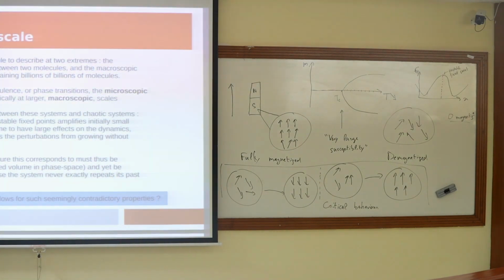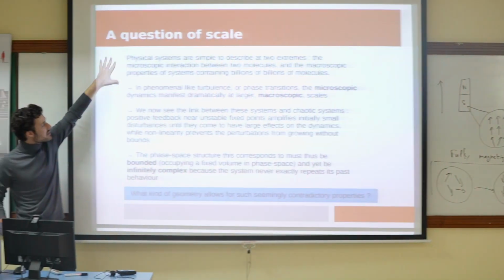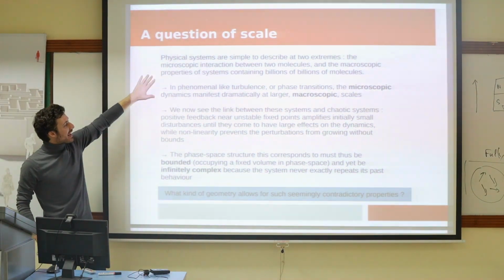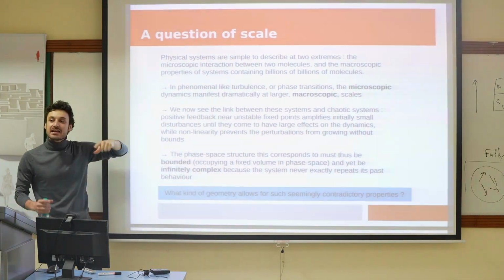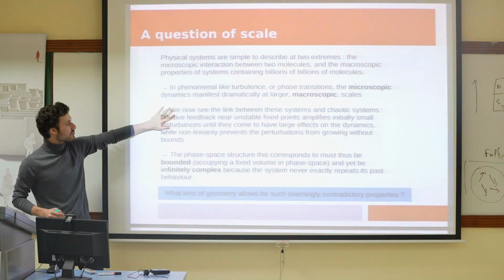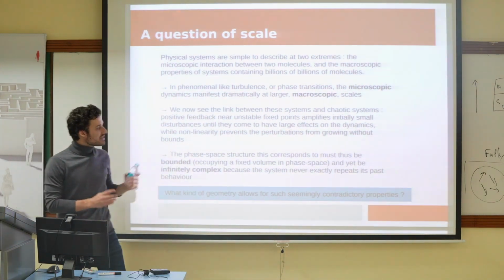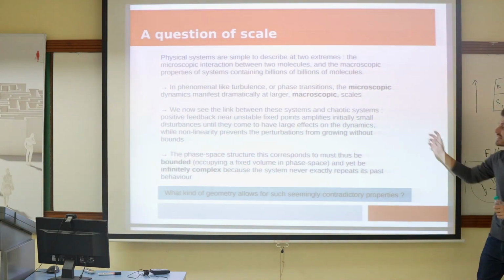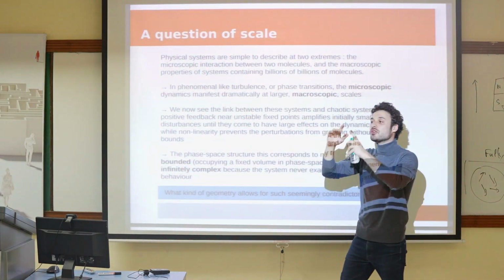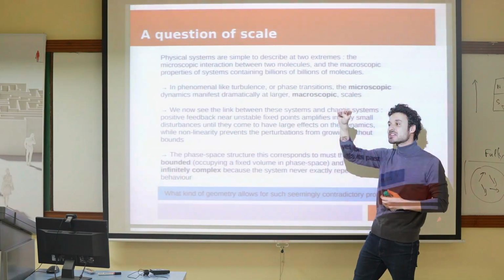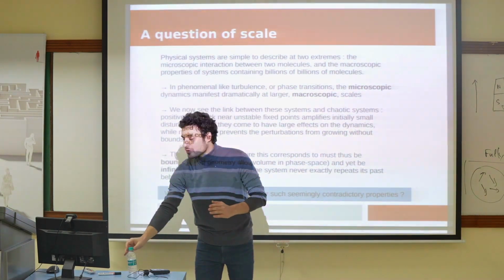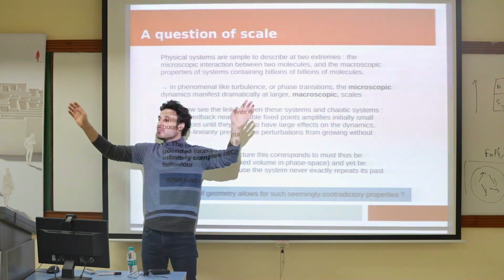So, this is the bit that I was describing in the introduction, right? Ultimately in physics we usually see only microscopic or only macroscopic, but with phenomena like turbulence and phase transitions, the microscopic manifests as dramatic behavior on large scales. And we can already see, as I've explained here, the link between these systems and chaotic systems, right? The key thing here is positive feedback. As your system reaches an unstable fixed point, it becomes very susceptible to small changes. But the reason that it doesn't just grow, the reason that it doesn't just move away to infinity, right?